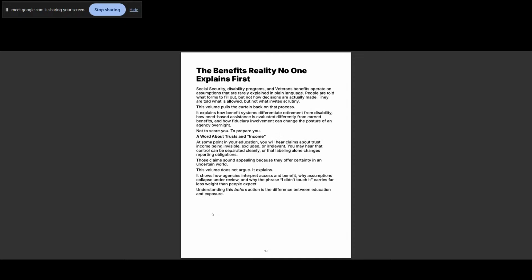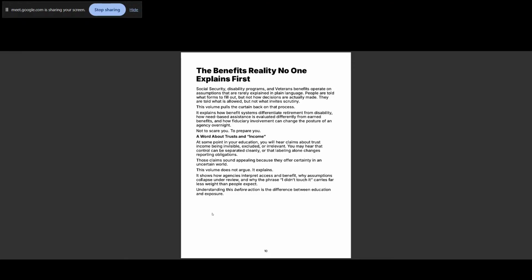The benefits reality no one explains first. Social Security, disability programs, and veterans benefits operate on assumptions that are rarely explained in plain language. People are told what forms to fill out, but not how decisions are actually made. They're told what is allowed, but not what invites scrutiny. This volume pulls back the curtain on that process.